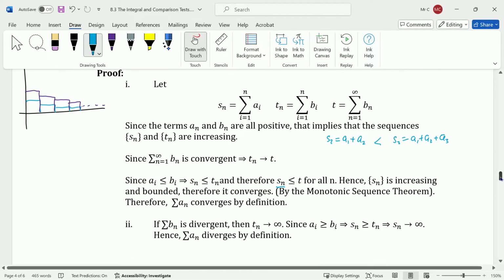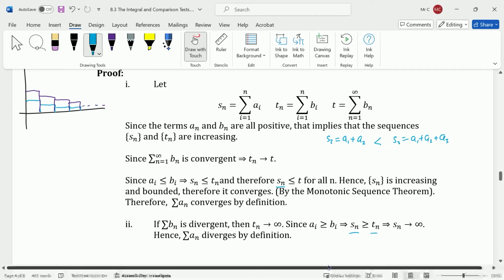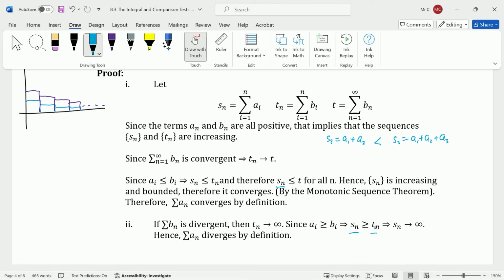Now in the other case, if the sum of b sub n terms was divergent, then the partial sums are approaching infinity because all of the terms are positive. Since the terms are positive, we know the only way it can diverge is for those terms to add up to infinity, so to speak. And so, since all of the a sub i terms are greater than or equal to b sub i, all of the partial sums for s are bigger than the partial sums for t. And so if t sub n is going to infinity, so is s sub n. And therefore, the series of a sub n terms diverges by definition.